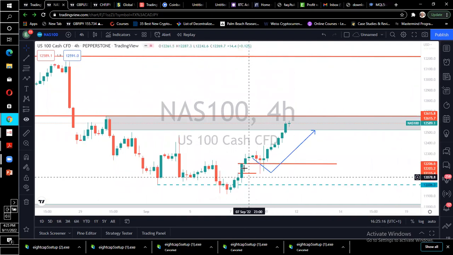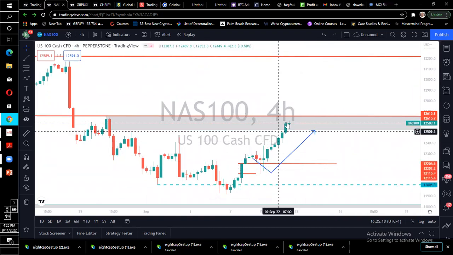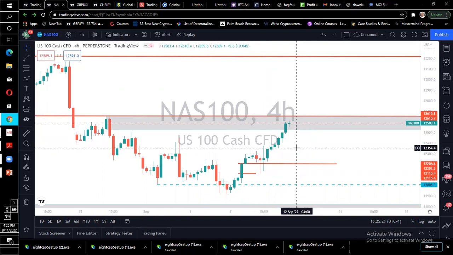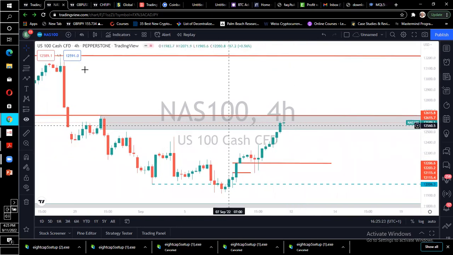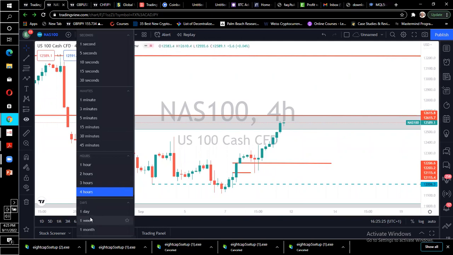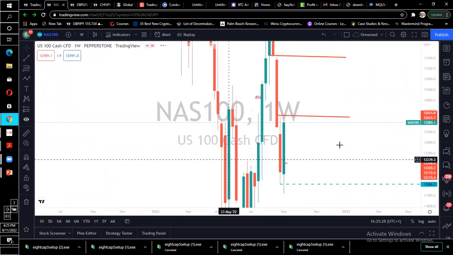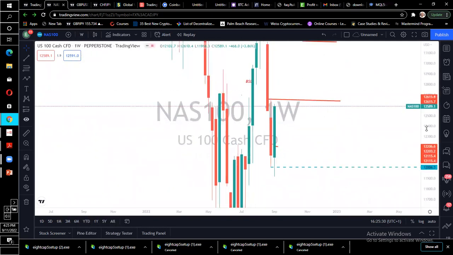This is US100 Nasdaq. So it has actually entered here. It gave us perfectly what we analyzed. So you can see that. So what next? We're going back to a higher time frame, let's say weekly time frame, to see what we're looking at on weekly time frame.